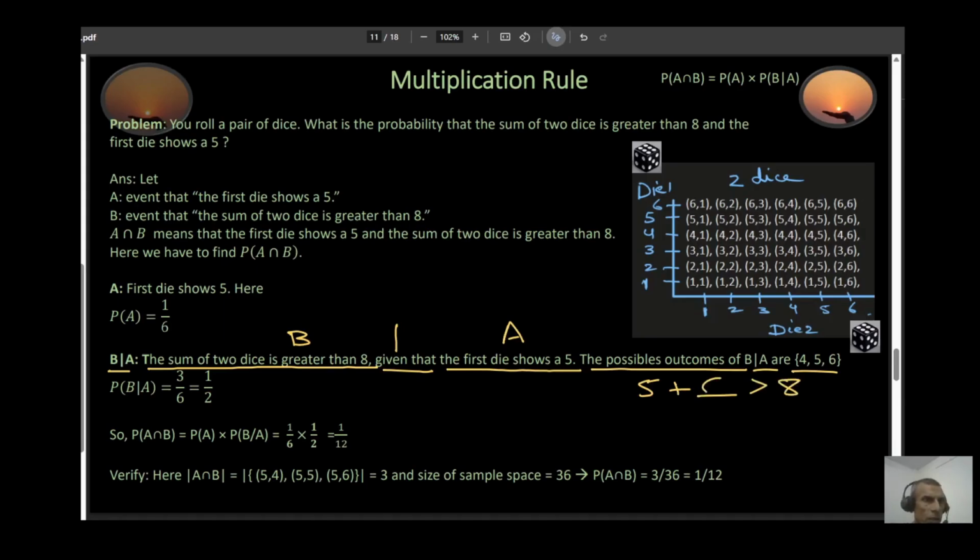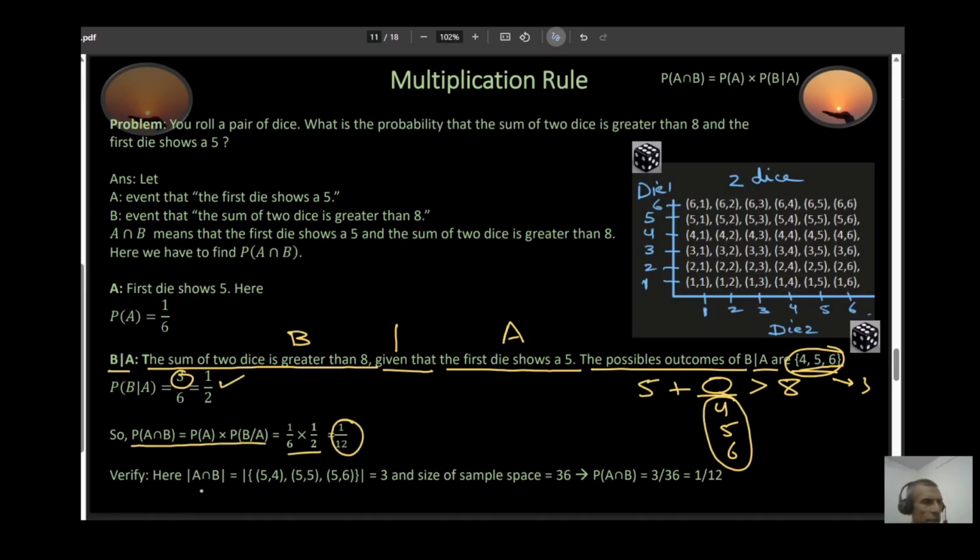Well, these numbers can be 4, 5, or 6. So there are three outcomes over here. That's why you get 4, 5, 6. So the probability of B given that A is 3 over 6, because the size is 3 over here and the total number of outcomes is 6. So 3 divided by 6 is 1 over 2. Substitute this in your formula right here, and your answer will be 1 over 12.